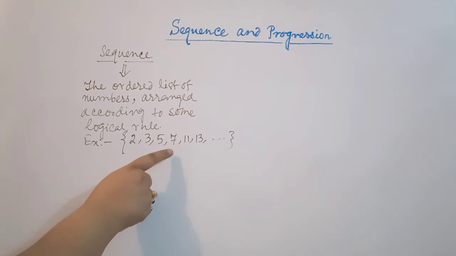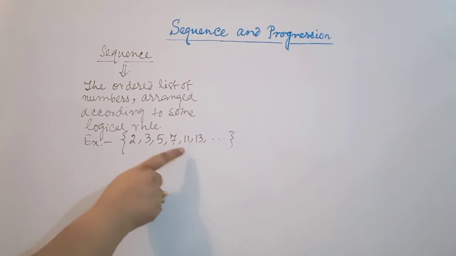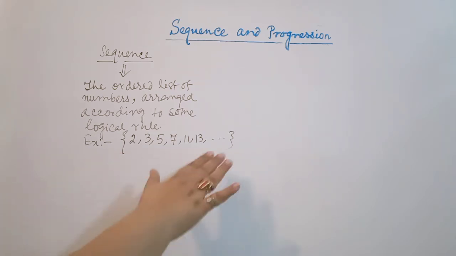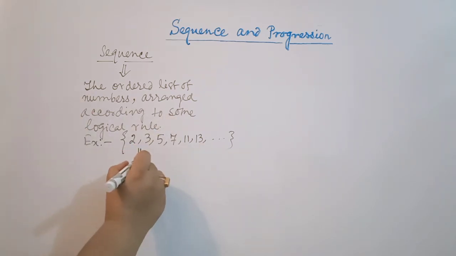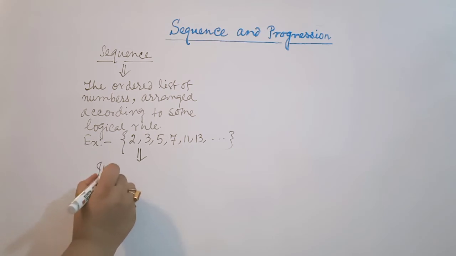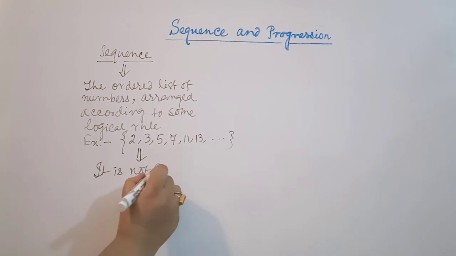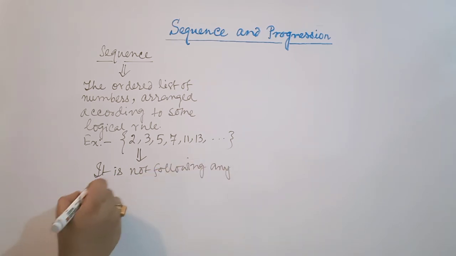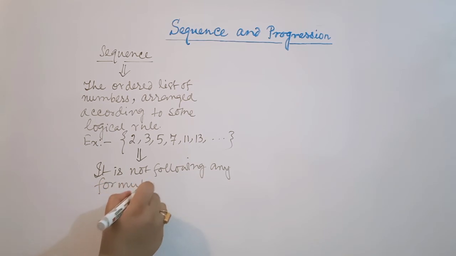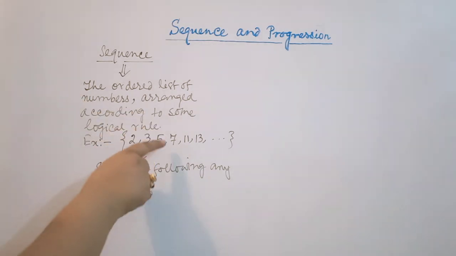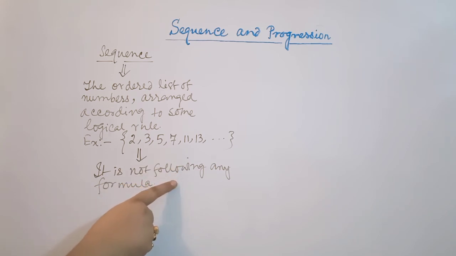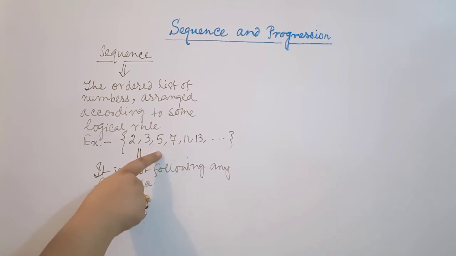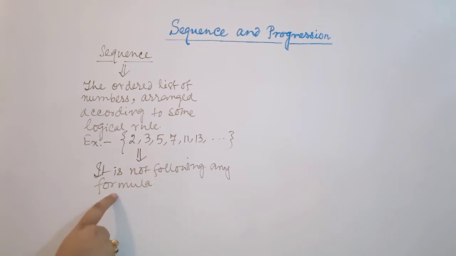If you want to get the general term, the general prime number, you will not be able to get it. Why? Because if you observe this arrangement, you will find it is not following any particular formula. So that is why from this arrangement, we can never get any specific term, because this sequence is not associated to any formula. Let's consider another example.